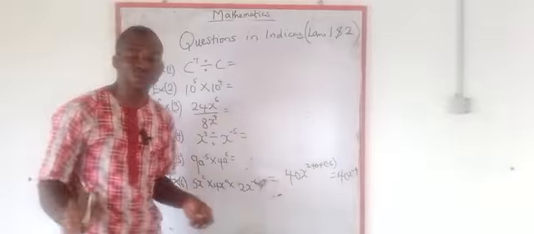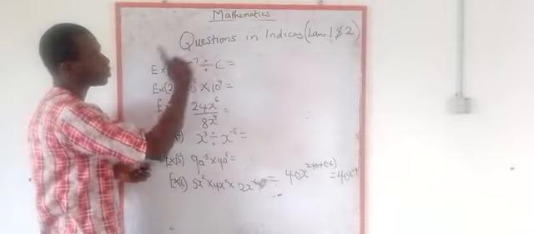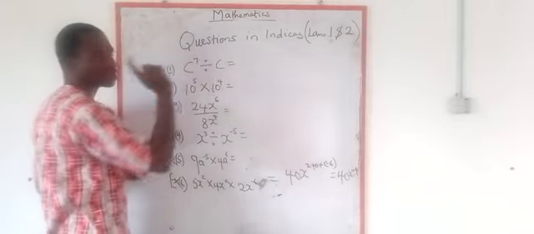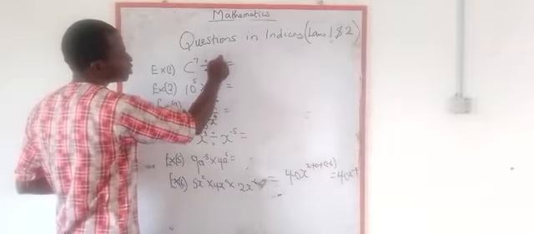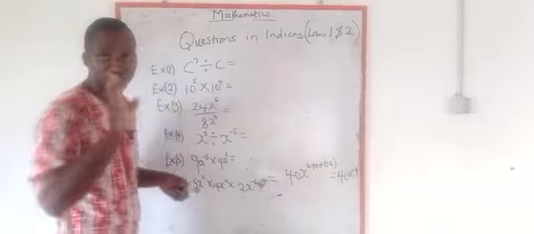We are solving questions on indices, and from what you are seeing here on the board, they involve both first law and second law. There is a trick that is happening here. Nobody tells you that there's an invisible one here. It is there. Power of one is the same thing as the alphabet itself.